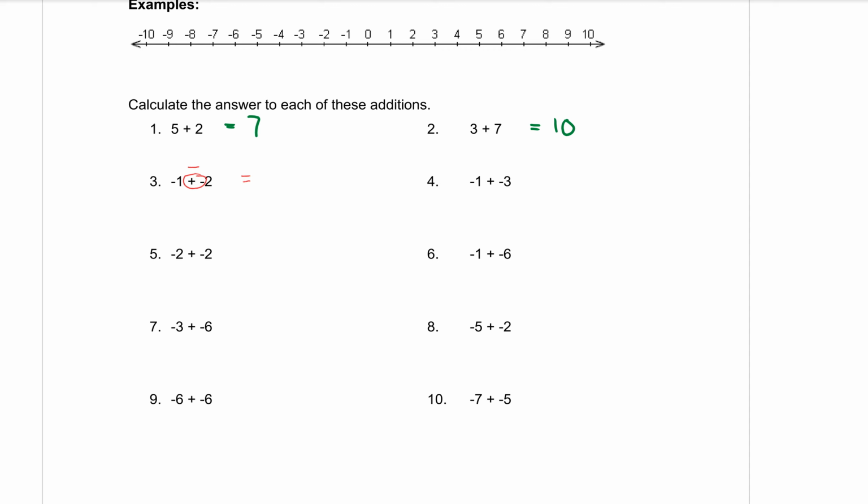So the first number is a -1. And I want to subtract 2 more, which means I go 1, 2 down, and I'm at -3. It's just like what we were doing before once we've fixed the signs up. Let's do number 4. Circle the plus minus sign, which makes a minus. So it's -1, take away 3 now. So we go 1, 2, 3 down, and we're at -4.